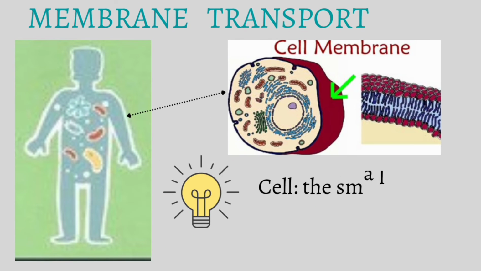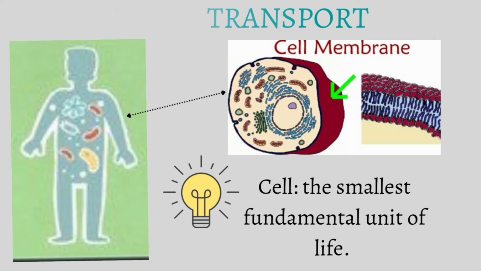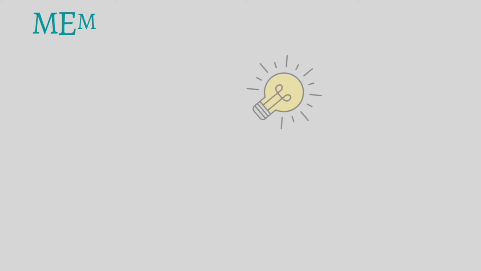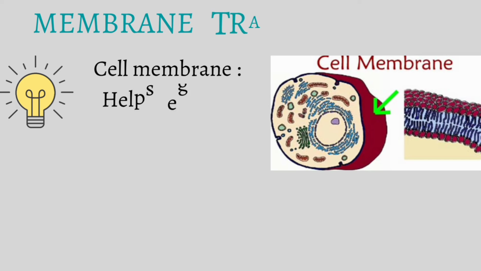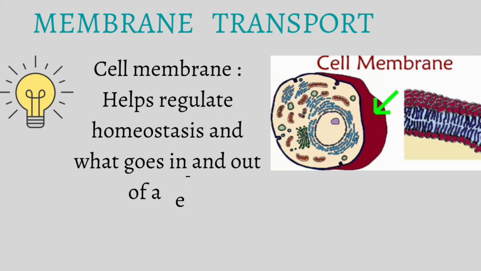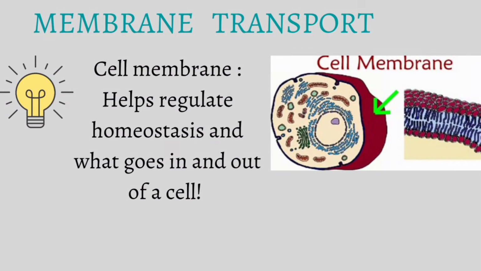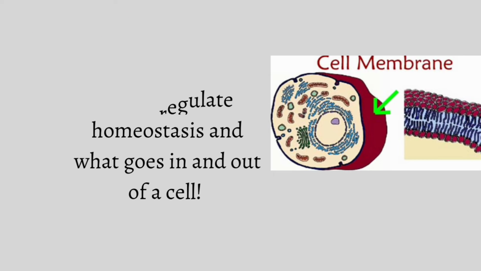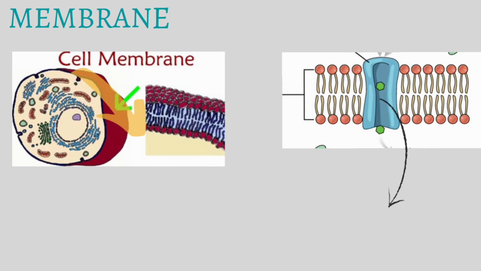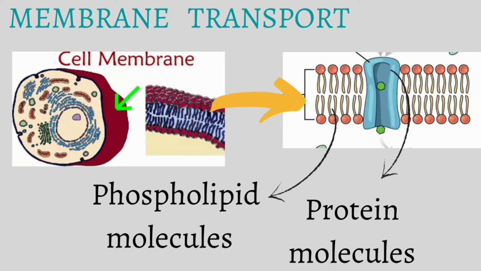A cell may be best known as the smallest fundamental unit of life in every living organism, but it has very complex things happening inside it. In a cell, there is a membrane, a plasma membrane, which helps regulate homeostasis and what goes in and out of the cell. It is composed of phospholipid molecules and protein molecules.